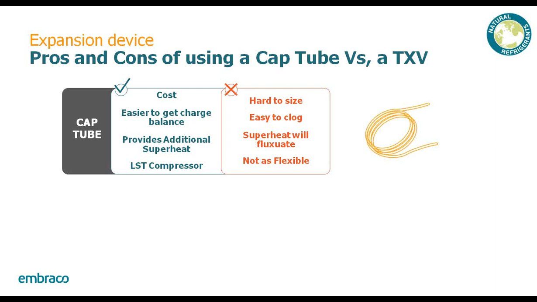Some disadvantages to them are that they're much harder to size than a TXV. They can clog quite easily, and under varying load conditions, superheat is going to fluctuate. They're also not as flexible as a TXV in that you can't use them for a multi-temperature type application, a product from a low temperature product to a medium temperature product.